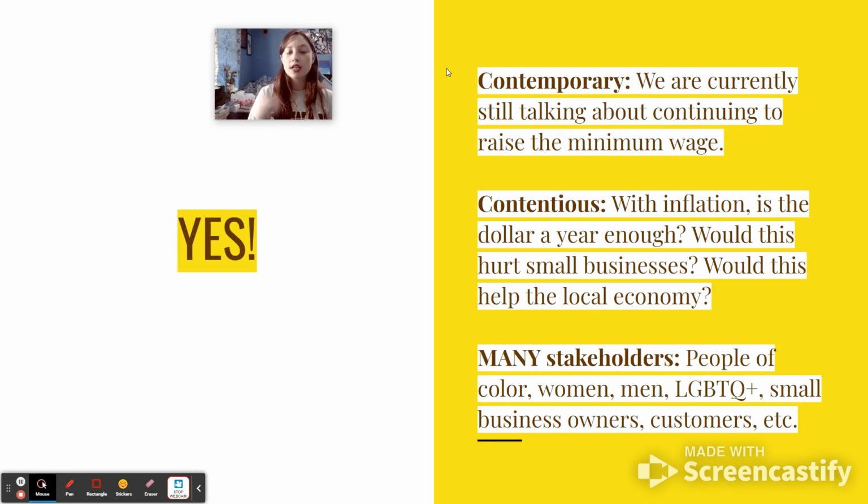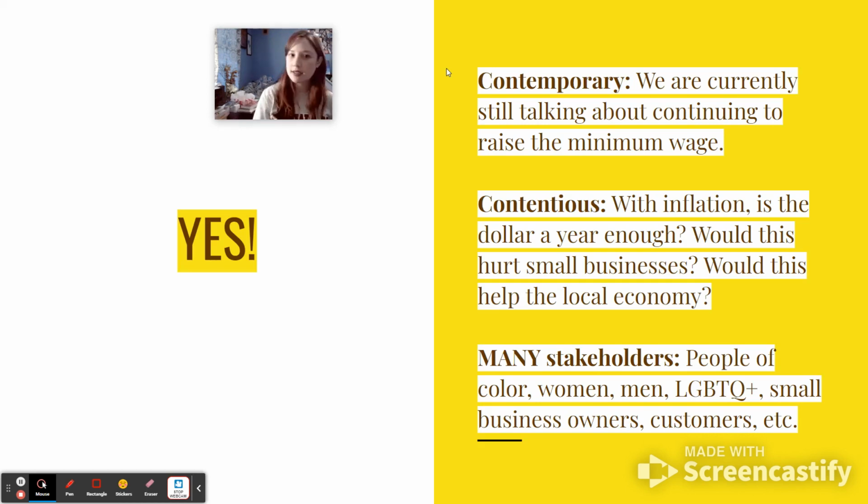So it's contentious because with inflation, is $1 a year enough? Would this hurt small businesses? Would this help the local economy? Are we taking into consideration the fact that everything has become more expensive and cost of living has risen since the pandemic started? What do we need to do? Is it a good idea? What needs to happen for this to work?